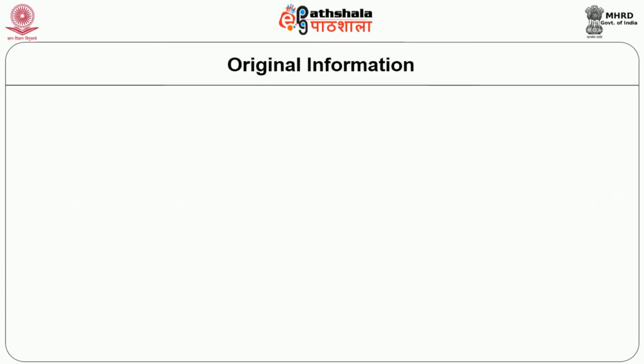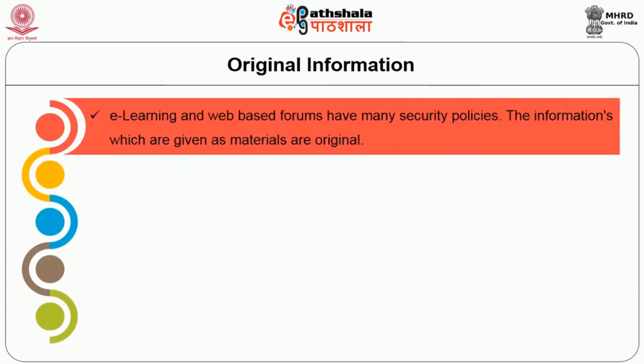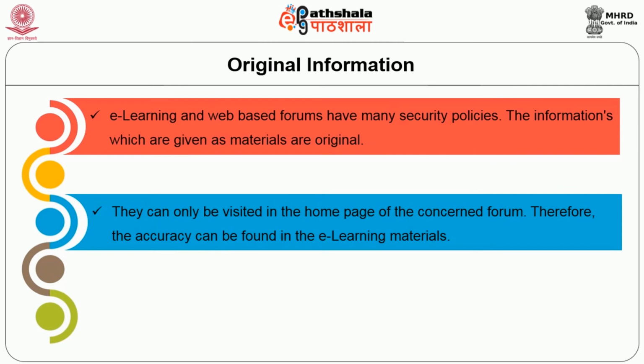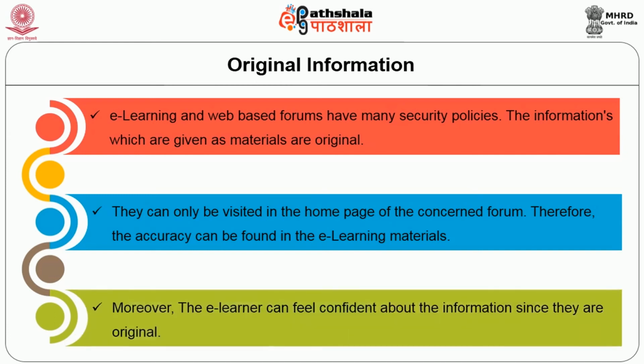Original information about e-learning. E-learning and web-based forums have many security policies. The information which is given as materials is original. They can only be visited on the home page of the concerned forum. Therefore, accuracy can be found in the e-learning materials. Moreover, the e-learner can feel confident about the information since it is original.